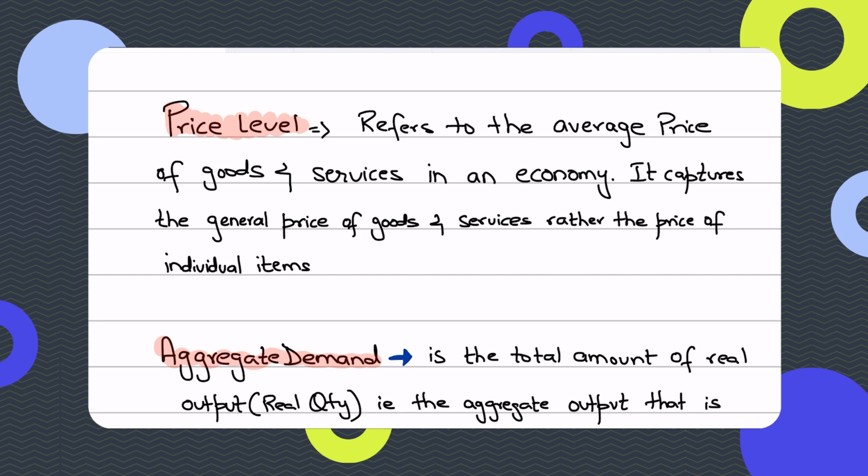But for now, what is price level? Price level simply refers to the average price of goods and services in the economy, or the general prices of goods and services rather than the price of an individual item. So generally, मैं आपको बोलूँ कि price level is going up, it means there is more inflation in the economy. It means that generally the prices across the economy for different goods and services are going up, or the average price level is going up. If the price level is going down, it means that the general price level or the average price level is going down for different goods and services across the economy, right?